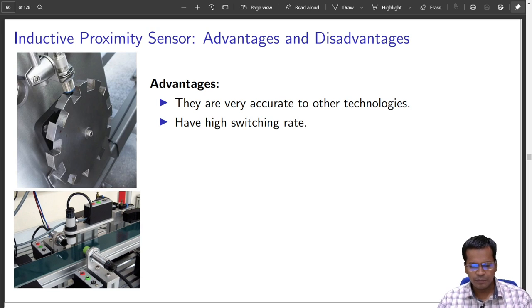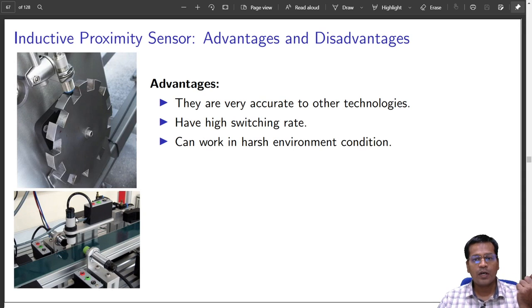So if there is some triggering time in between, if it goes beyond a certain frequency, it will detect all as high. Even though there are two objects which pass through at very high speed, it detects just one high. So that may be the limitation, if it doesn't switch at a high rate.